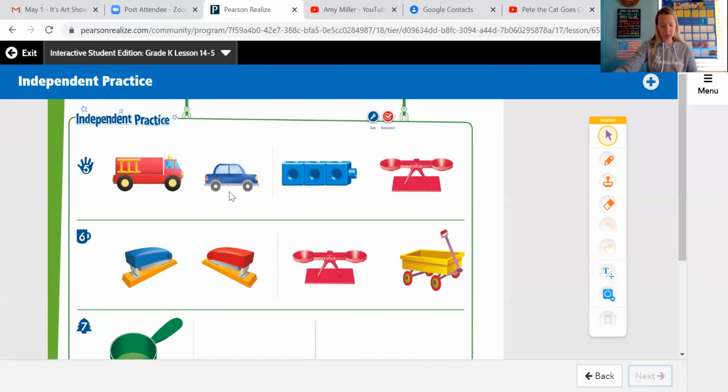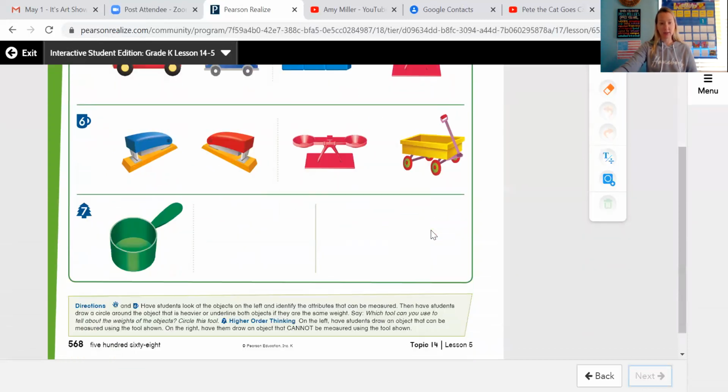After you talk about those things, draw a circle around the object that is heavier or underline them if they weigh the same weight. And then after you do that, come over here and circle the tool that you could use to tell about the weights of the objects. So if we look up here at the fire truck and the car, would you use a cube train or a balance scale to figure out the weight? And down here, I see 2 staplers. Would you use a balance scale or a wagon to figure out the weight of the objects?